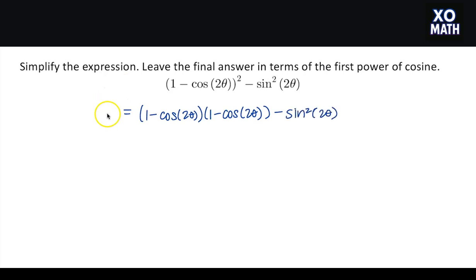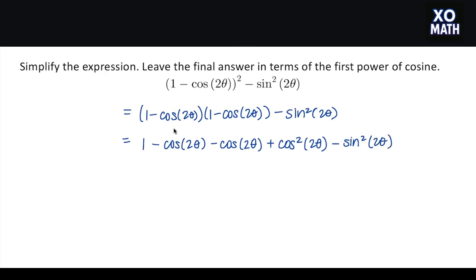So here we are going to have to distribute everything out. We can't just distribute an exponent. So what we're going to have is 1 minus cosine of 2 theta. If we multiply the first terms, then the outer terms. Now the inner term is another copy of minus cosine 2 theta. And then the last terms are going to end up as positive cosine squared of 2 theta. And then we still have to bring down the minus sine squared of 2 theta.